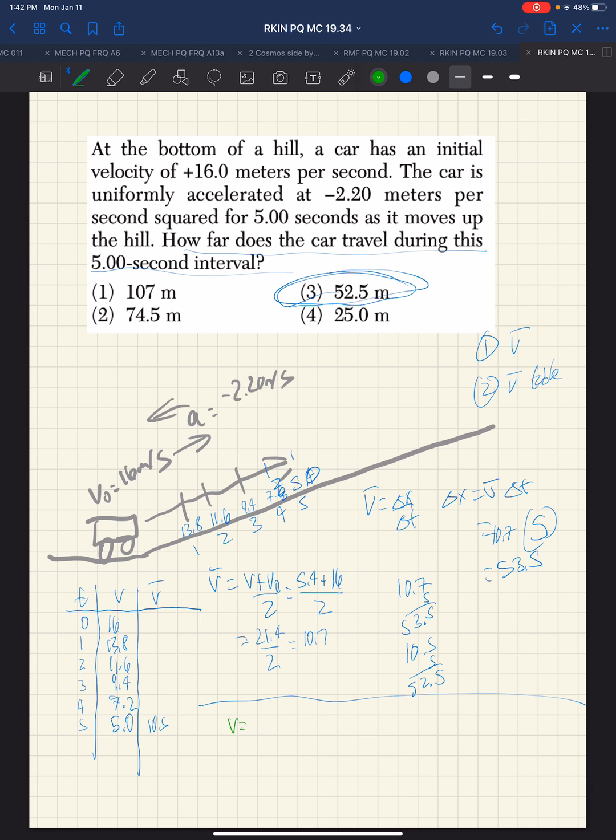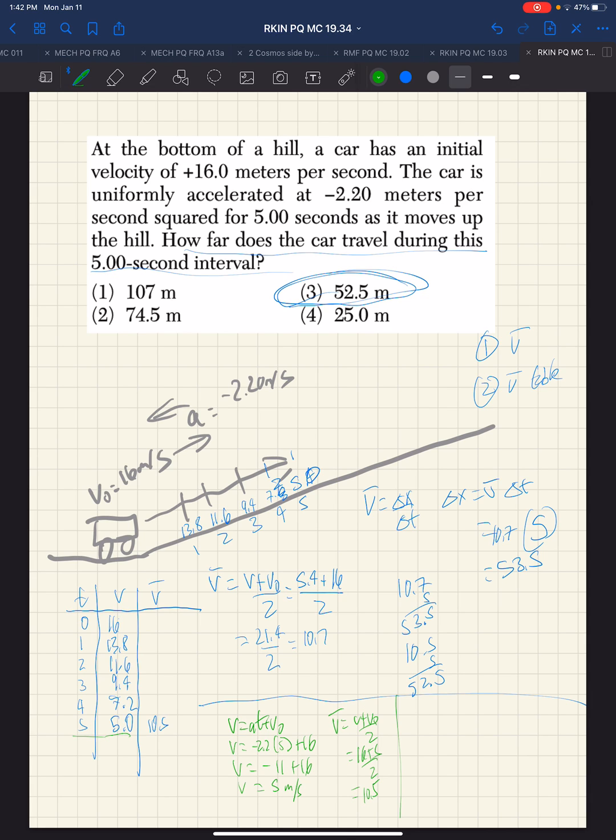We could say V equals AT plus V0. And let's see, the acceleration is minus 2.2. The time is 5, and the initial velocity is 16. So we can find the final velocity to be minus 11 plus 16. And that instantaneous velocity then is 5 meters per second, which we got in our table and our other methods. And so then we could go back to using the average velocity, which is V plus V0 over 2. And that is 16 plus 5 over 2, 10.5 meters per second, which will get us the same 52.5.